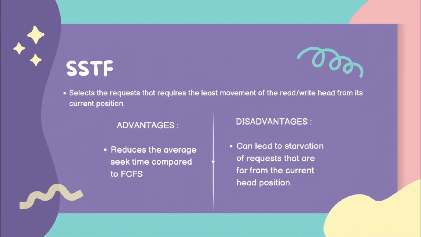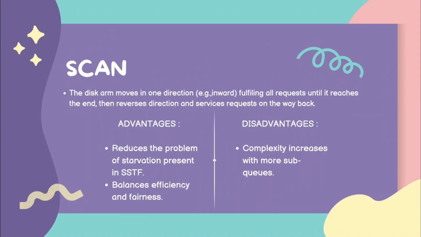Next is SSTF. With SSTF, the request with the track closest to the one being served, that is, the one that has the shortest distance to travel, is the next to be satisfied, thus tending to reduce the seek time. It means it selects the request that requires the least movement of the read-write heads from its current position. The advantage is that it reduces the average seek time compared to FCFS. The disadvantage is that it can lead to starvation of requests that are far from the current head position.